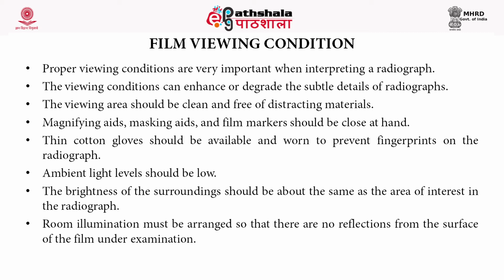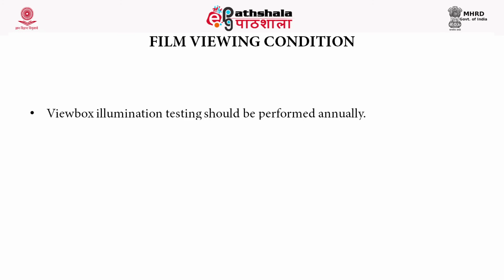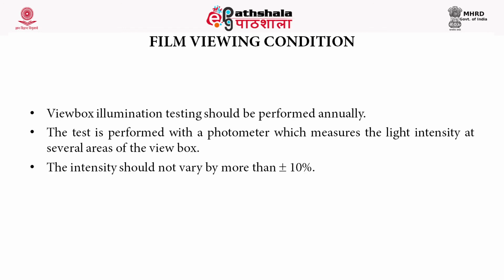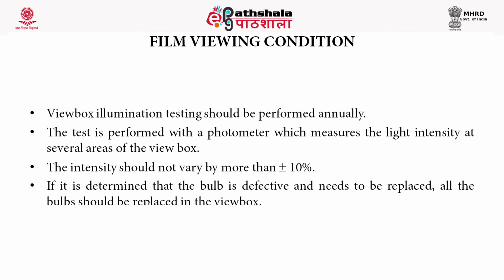Ambient light levels should be low. The brightness of the surroundings should be about the same as the area of interest in the radiograph. Room illumination must be arranged so that there are no reflections from the surface of the film under examination. The view box illumination testing should be performed annually. The test is performed with a photometer which measures the light intensity at several areas of the view box. The intensity should not vary by more than plus or minus 10%. If it is determined that the bulb is defective and needs to be replaced, all the bulbs in the view box should be replaced.